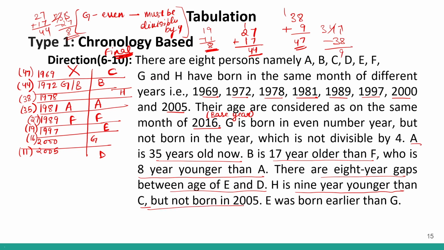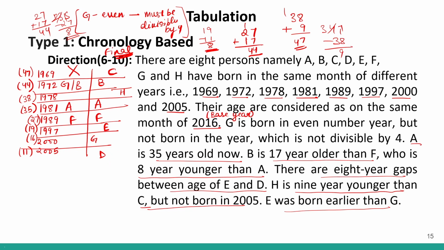And C is not born in 2005. So this condition is also true because C is born in 1969. E was born earlier than G. This is also correct because E was born in 1997 and G is born in 2000. So this final arrangement is correct in every aspect.